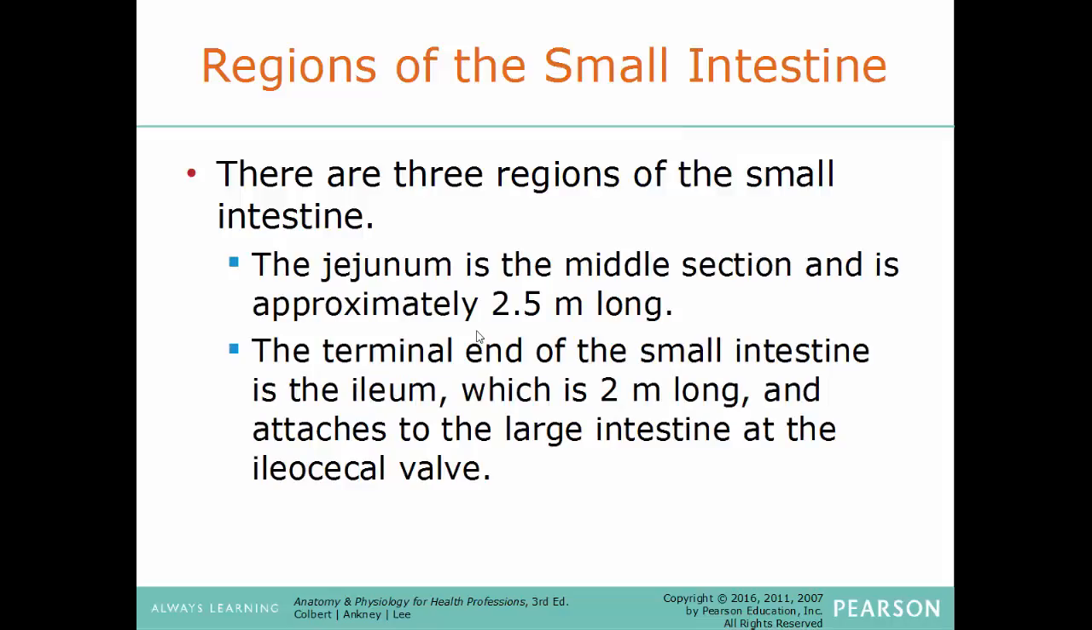It's about 2.5 meters long, so it's about 7 feet long. And then you have the terminal end, which is the ileum, which is about 2 meters long, a little over 6.5 feet long. And this will attach to the large intestine at the ileocecal valve.